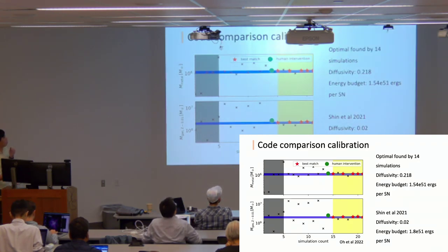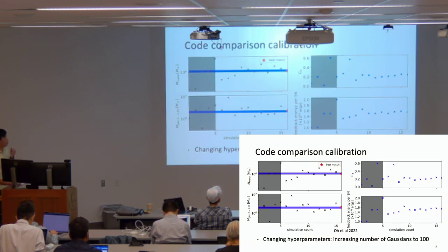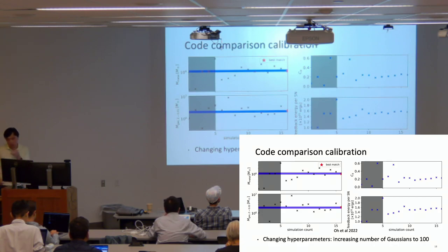But the thing is, we found the optimal by 14 simulations, and the machine recommended parameters that are very similar to what manual calibration did. But we want it to be more deterministic, because when and where you put in the human intervention is random, so we want it to be more systematic. And so we tried changing the hyperparameters. As I was saying, the hyperparameters were just calibrated using a toy model, so it's not fully justified. So there's room to wiggle around for the hyperparameters. And we find that changing the number of Gaussians to 100 actually gets rid of the oscillatory behavior that's being exhibited by the code.